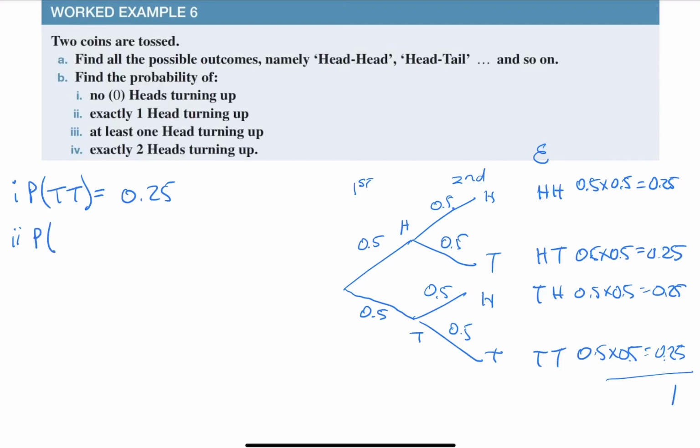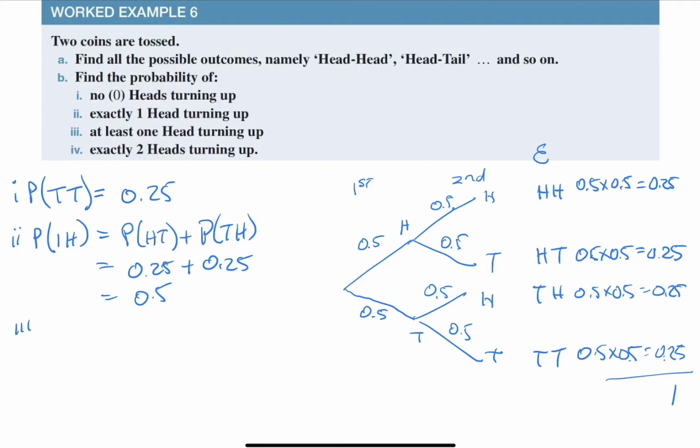For 2, they say exactly 1 head turning up. So the probability of getting only 1 head: there's 2 heads, so that doesn't count. There's 1 head, there's 1 head, there's no heads, so it's these 2. Because they're mutually exclusive, we just add the 2 probabilities. So that's the probability of having head tails plus the probability of having tails heads. So it's 0.25 plus 0.25, and that gives us a 0.5 chance. So there's half a chance of getting that, 50%.